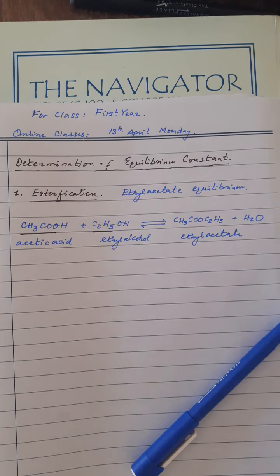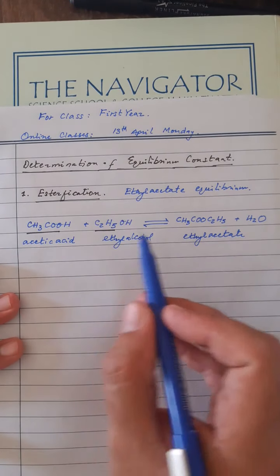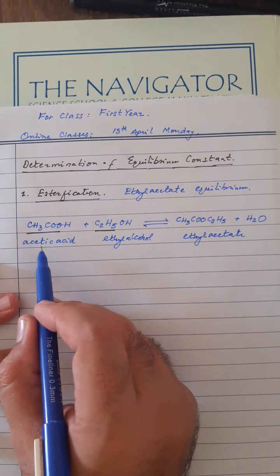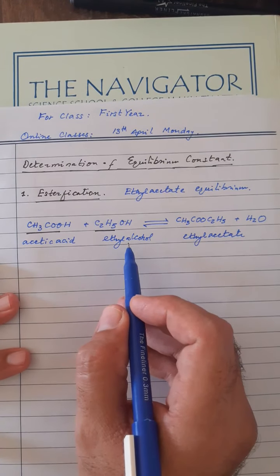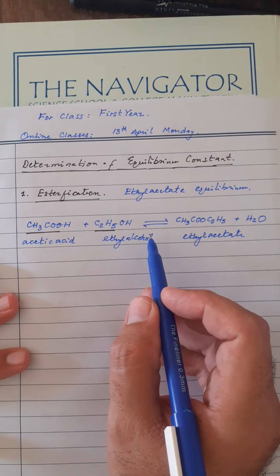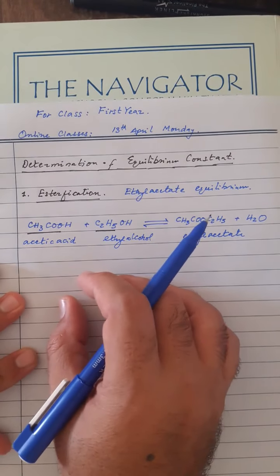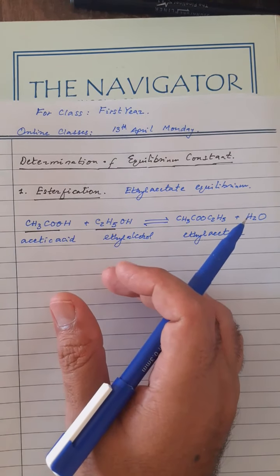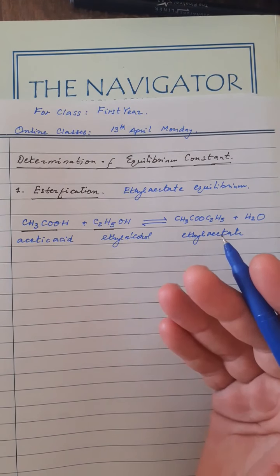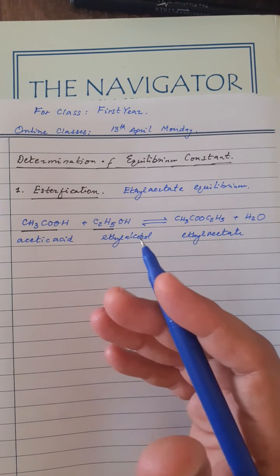So we will take a reaction. Esterification we discussed already. An ester, ethyl acetate, forms when acetic acid and ethyl alcohol react together. This is a reversible reaction. Its introduction has already been given to you. Now what do you need here? You need basically several stoppered flasks, conical flasks, stoppered flasks.